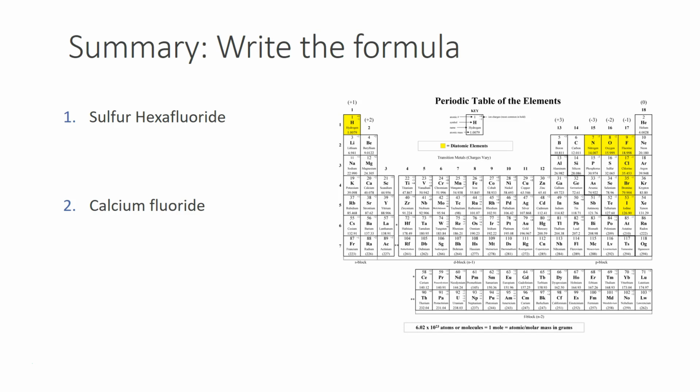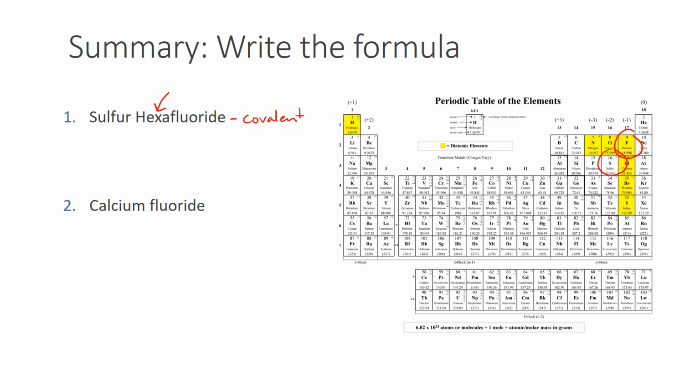We find sulfur. Sulfur's to the right of the stairway, so it's a nonmetal. Fluoride is based on the element fluorine, which is also a nonmetal. So this is a covalent compound. Another giveaway is the prefix, hexa. You would never use a prefix with an ionic compound.